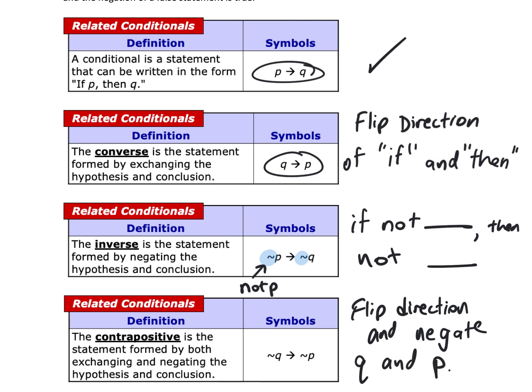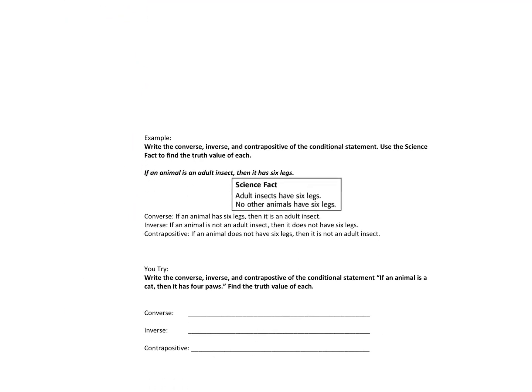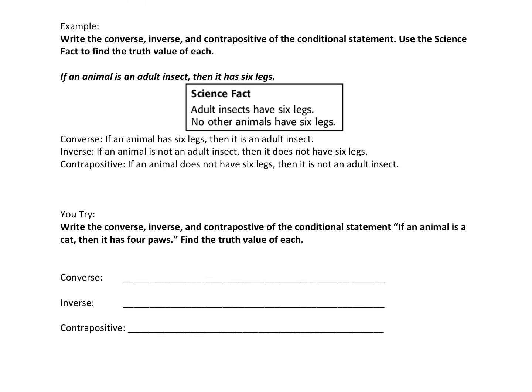So when we go from our conditional to our converse, we flip the order. And when we go from a conditional to an inverse, we negate both statements, not P and not Q. The contrapositive does both, flip the symbols and turns our positive statements into negative ones. We need some examples to make sense of this. So let's turn over to our last page here.